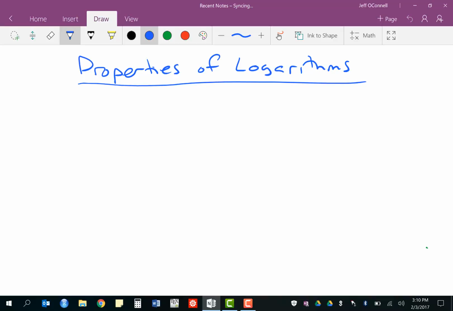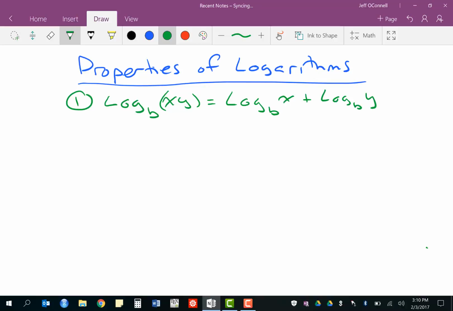Hi everybody, this is a video about the properties of logarithms, and there are 5 properties that we are going to talk about. The first property of logarithms says that if you take the log base b of a product, then that will separate to be the sum of the logarithms of the two things in the product. It says that a log of a product is the sum of the logs.